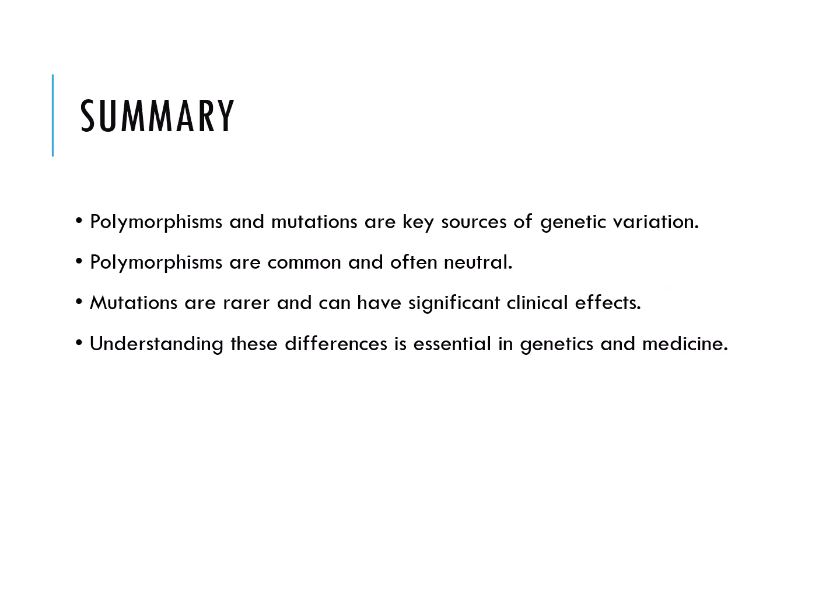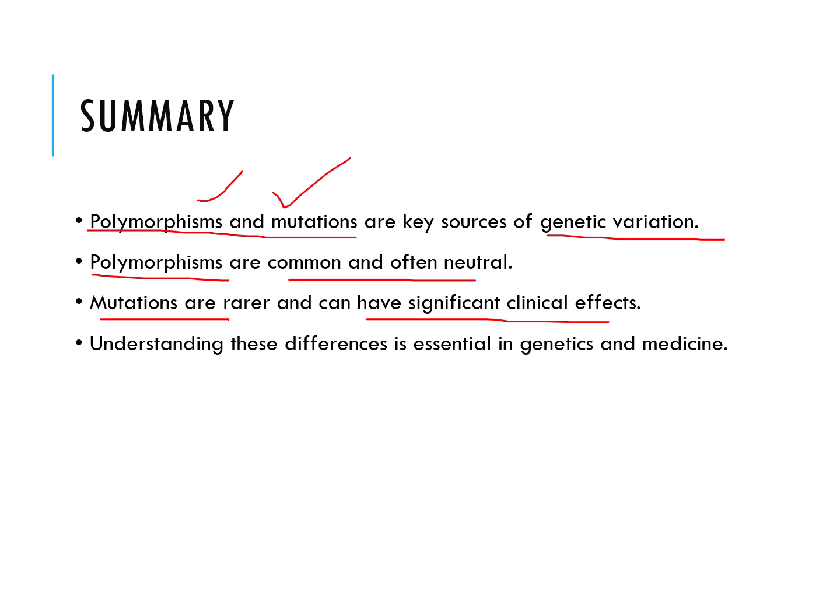Summary: polymorphisms and mutations cause genetic variation. Polymorphisms are common and often neutral. Mutations are rarer and can have significant clinical effects. So we should know the differences between these two terms, polymorphism and mutation, in genetics and medicine. We have covered the two important topics in genetics, polymorphisms and mutations, in this video. I hope you have understood this. The next genetics topics we will see in the next video.